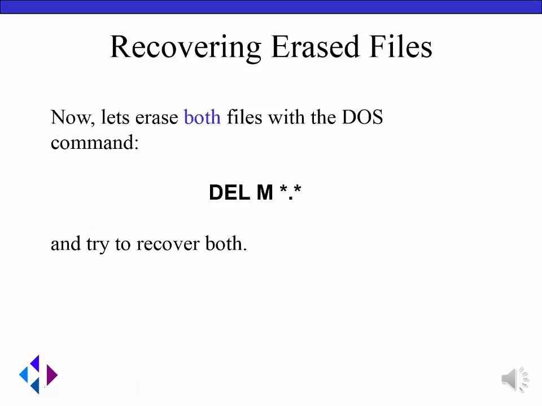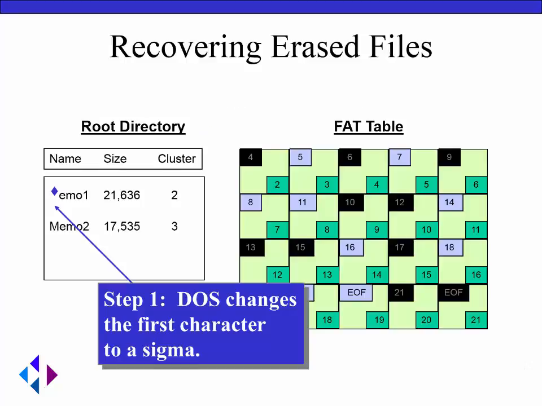Now let's get to the more complicated one. Let's erase both files with a DOS command. So we'll take our DOS disk and we'll type in delete m star, and then we'll try to recover both files. Once again, the first action that occurs is DOS will change the first character to a sigma sign.